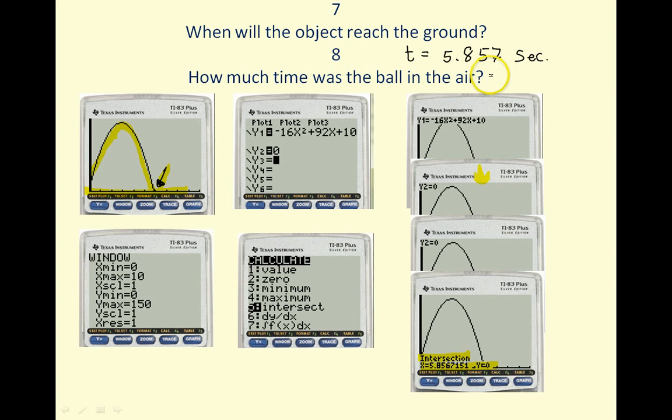And how much time was the ball in the air? Again, that's just using what you already know. We know time started at 0 and it ended here. So I would then say 5.857 seconds it was in the air.